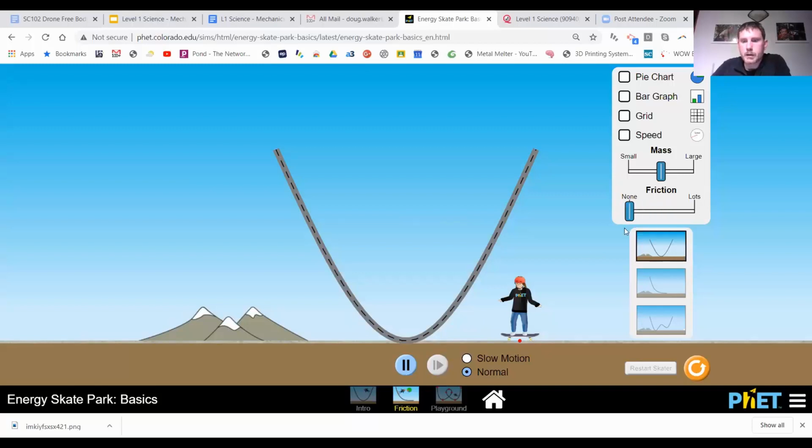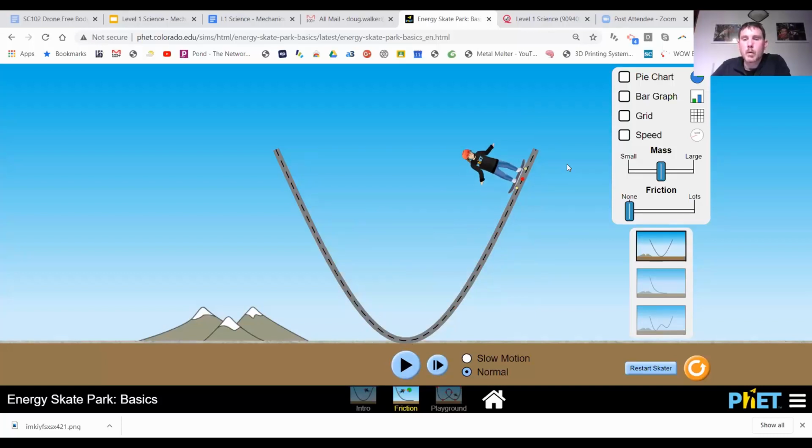I'm going to drop the friction down here to none, and we're going to put the skateboarder on this ramp. What we can see is that as soon as we let them go, they're initially stationary, and then they're going to accelerate due to an unbalanced force, i.e. weight, acting downwards, and net force acting downwards. They're going to get faster and faster until they reach the bottom of the ramp, and then they're going to have some speed, which is going to decrease as they get up towards the top of the ramp.